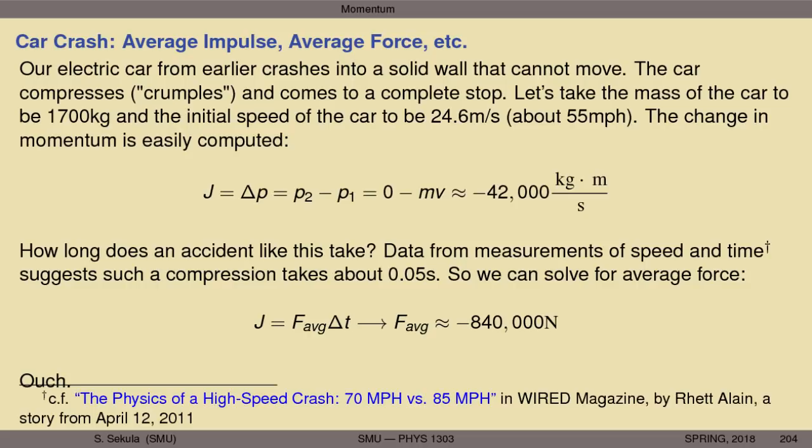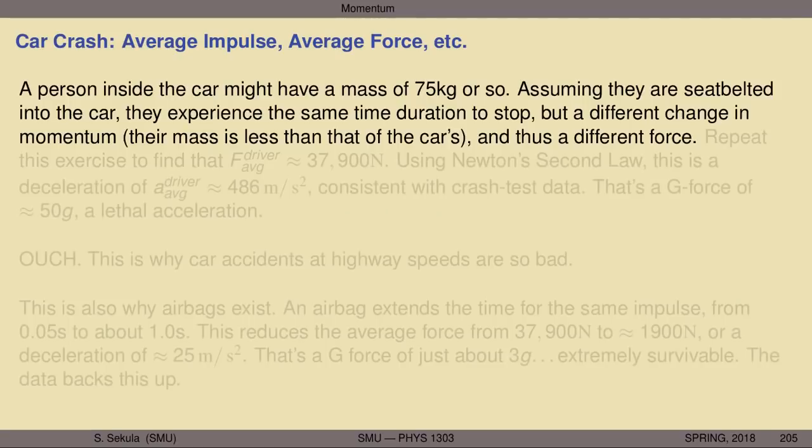Let's take a look at what this would do to a passenger. Again, we're trying to come up with a human scale idea of what changes in momentum over short periods of time mean. Now, a person inside the car might have a mass of 75 kilograms. The car is 1,700 kilograms. A person is far smaller than that, maybe 75 kilograms or thereabouts. Now, let's assume that they're seatbelted into the car. That's important because when you're seatbelted into the car, you are part of the car. And so if the car slows, you slow. And if the car stops, you stop. And if the action of the seatbelt is fast enough to hold you in place, your motion will really be defined by what the car's motion is doing.